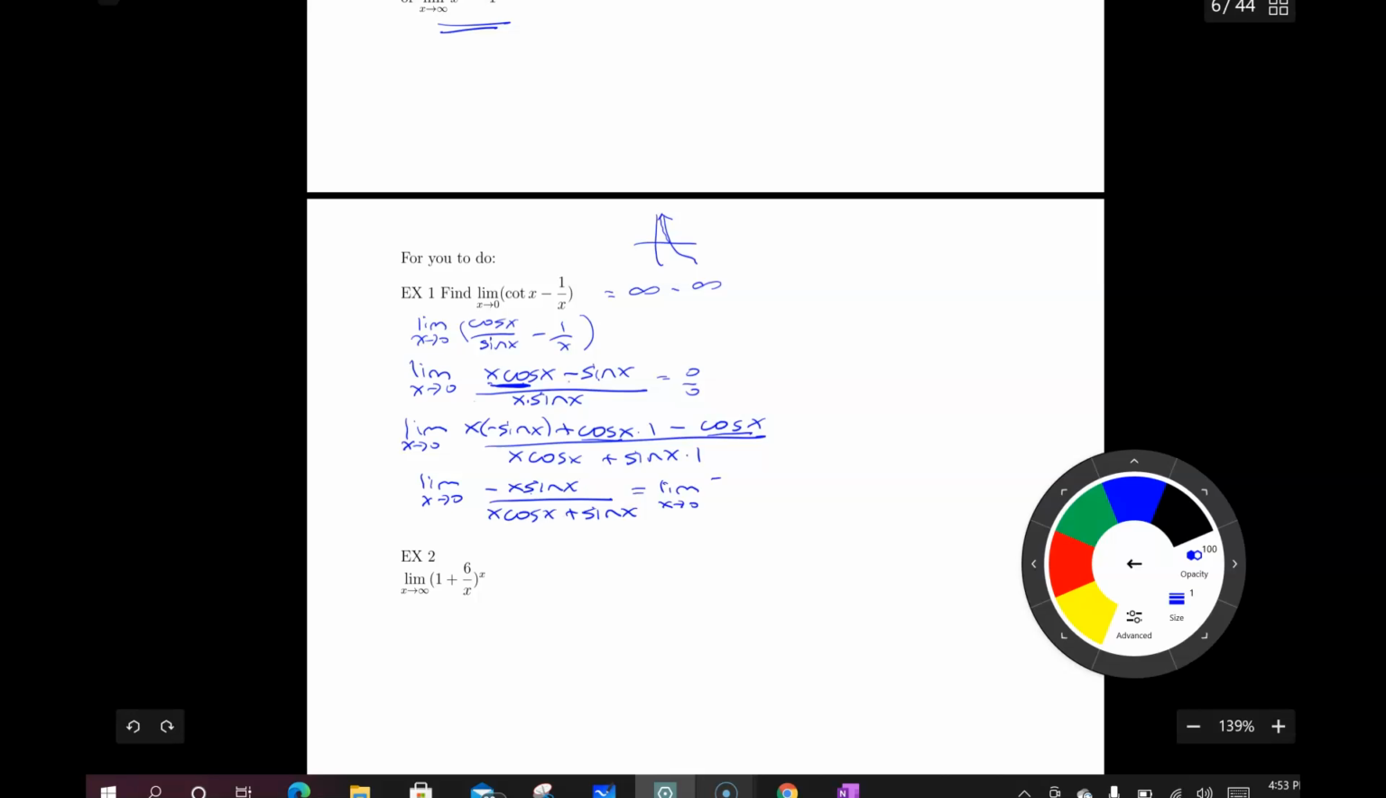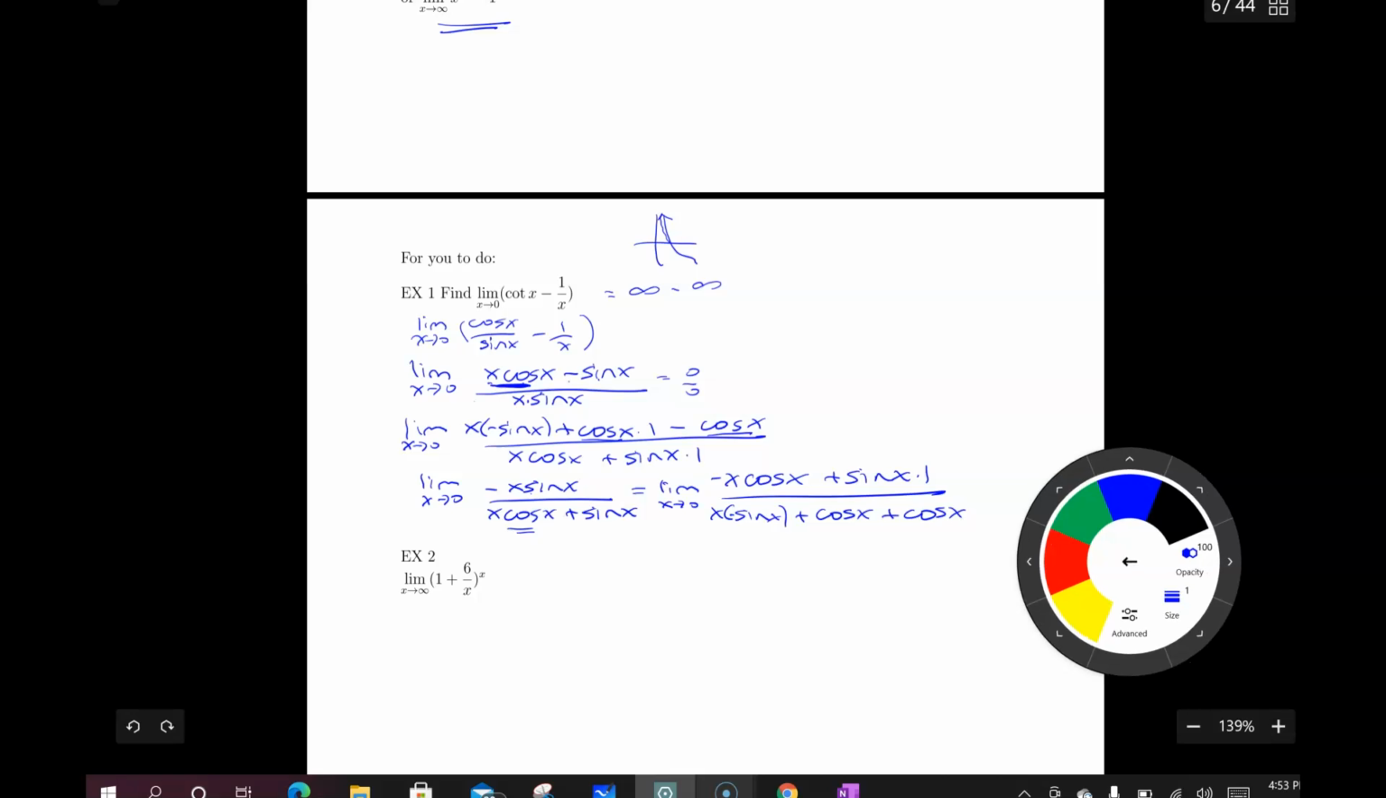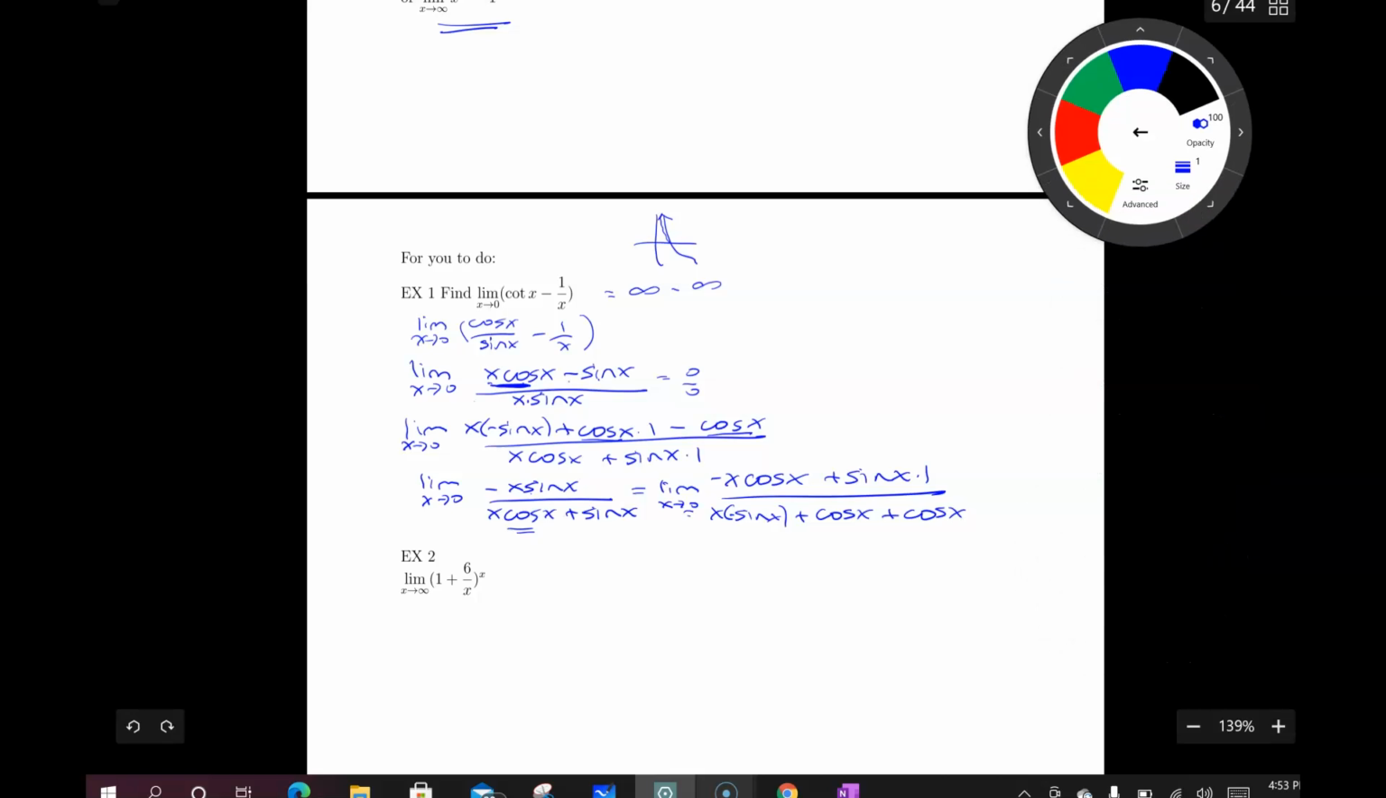Okay, product rule again. First d second plus second d first. Product rule on this term, first d second plus second d first, plus the derivative of sine, which is cosine. All right, so now what happens when I plug in 0? Cosine of 0 is 1, but that's times 0. Sine of 0 is 0, so I get a 0 on the numerator. This is 0, this is 1, and this is 1. 0 over 2, it's 0. So I'm done.